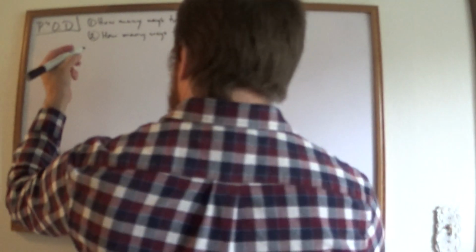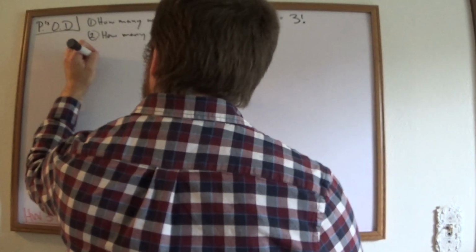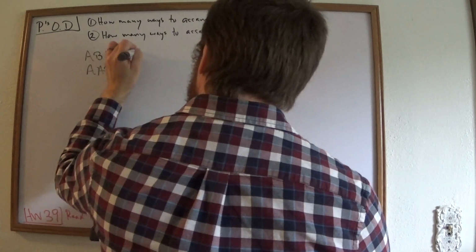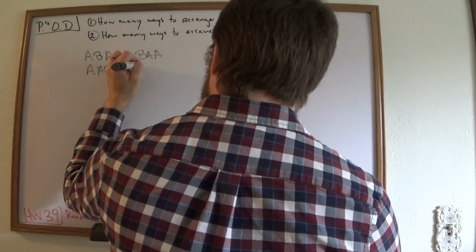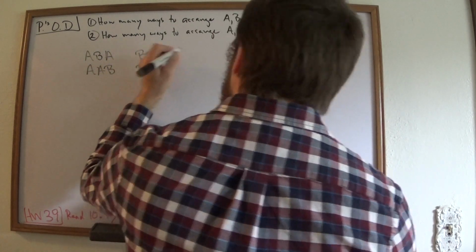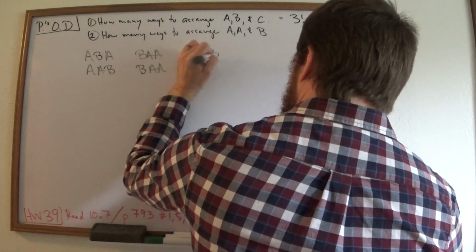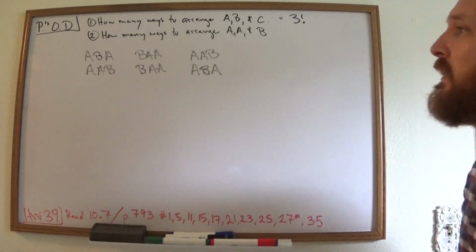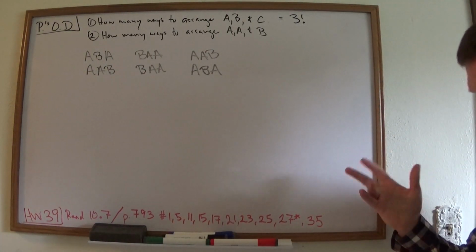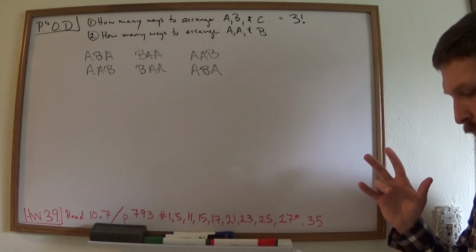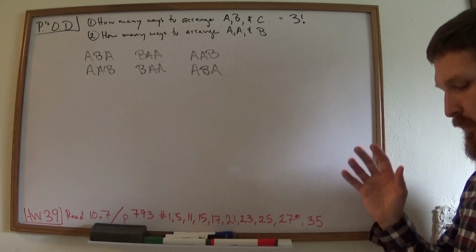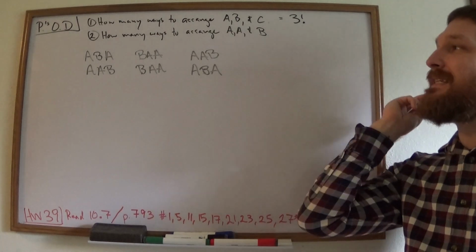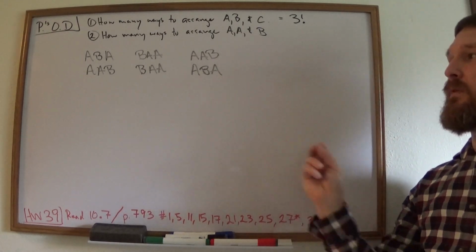So the ones that I had up here were A, B, A, B, B, A, B, A, B, and A, B, A. So if you think about it, we want a formula for the number of distinguishable permutations.